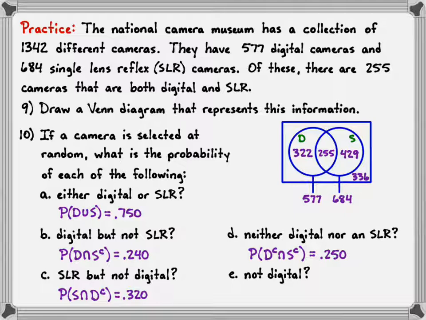And then what is the probability that the camera is not digital? Well, that's easy enough to write, not digital. But what parts are not digital? Is this digital? Yes, so that means I don't want to include it. Is this digital? Yes. Is this digital? No. Is this digital? No. So we're going to add these two values up, the 429 plus 336 here, and put that over 1342, which works out to 57%.